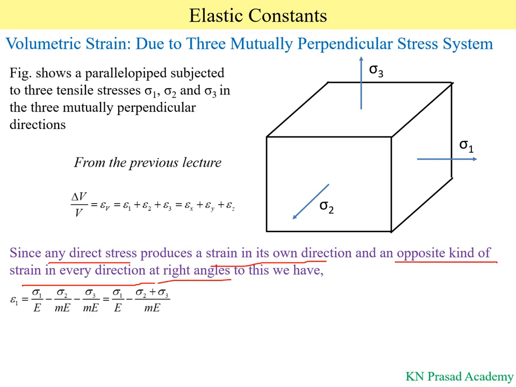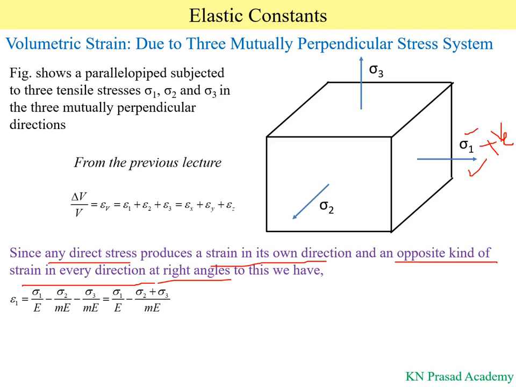Then the strain in the sigma 1 direction, epsilon 1, equals sigma 1 by E minus sigma 2 by mE minus sigma 3 by mE. Here 1 by m is the Poisson ratio. See here, sigma 1 by E is the direct strain produced, epsilon 1, in its own direction. Here we are applying tensile forces, so elongation takes place, then we have to consider the positive symbol.